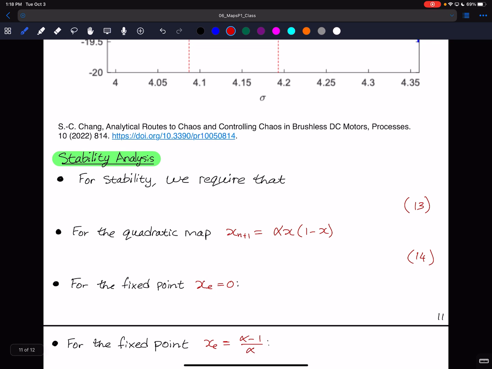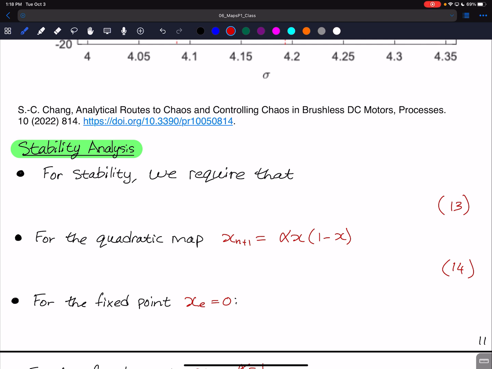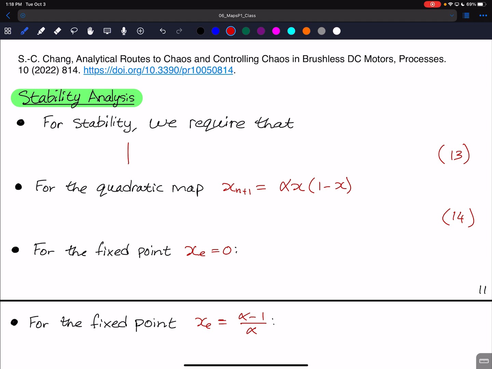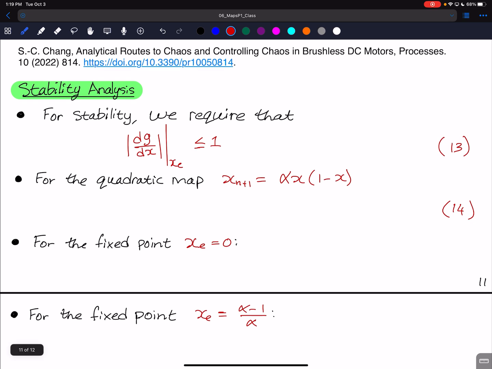Okay, so for stability, the key thing is that the slope of the map at a fixed point must be less than or equal to 1, the magnitude of it at least. So we end up requiring that dg over dx evaluated at the fixed point must be less than or equal to 1. This is actually a concept very much related to Floquet theory, where you compute Floquet numbers, and if any of your Floquet numbers have a real part greater than 1, you end up with instability. And when we were talking about the instability or unstable nonlinear normal modes, those are computed using Floquet numbers and Floquet theory. All right, so we're just going to do this for the quadratic map.